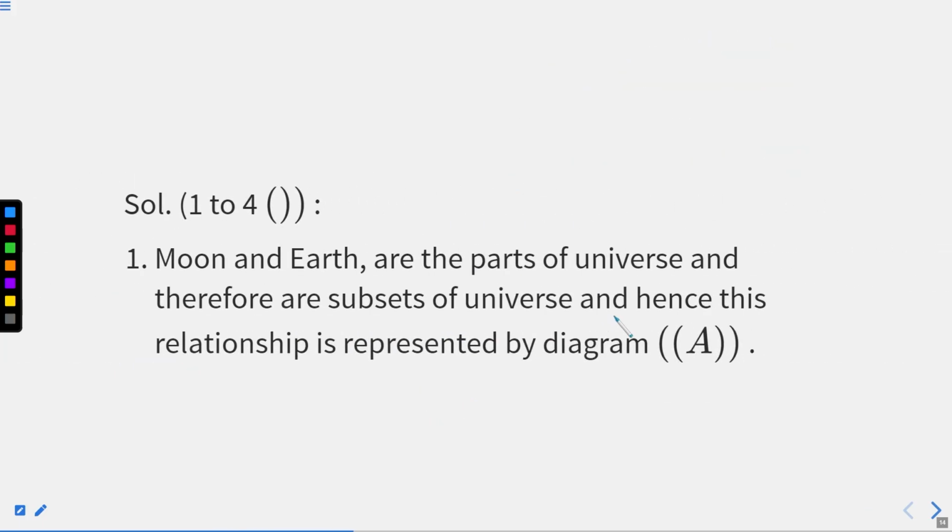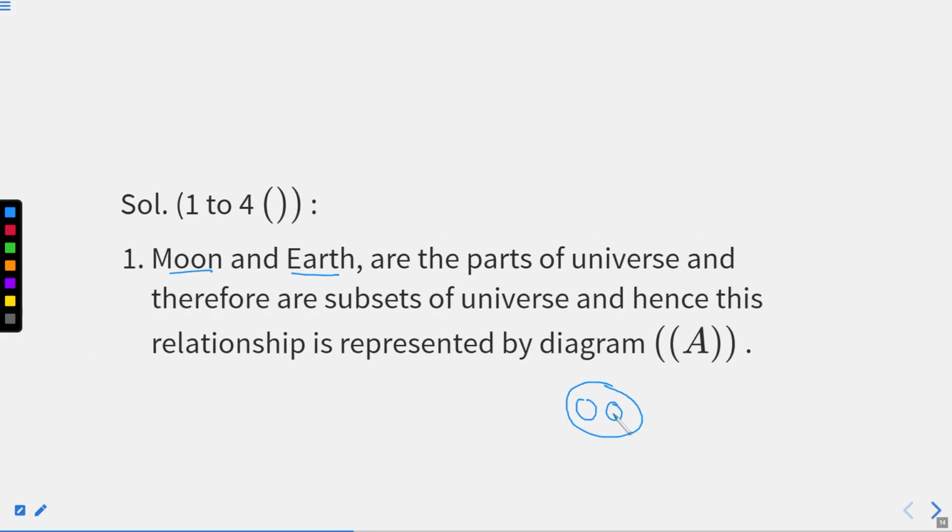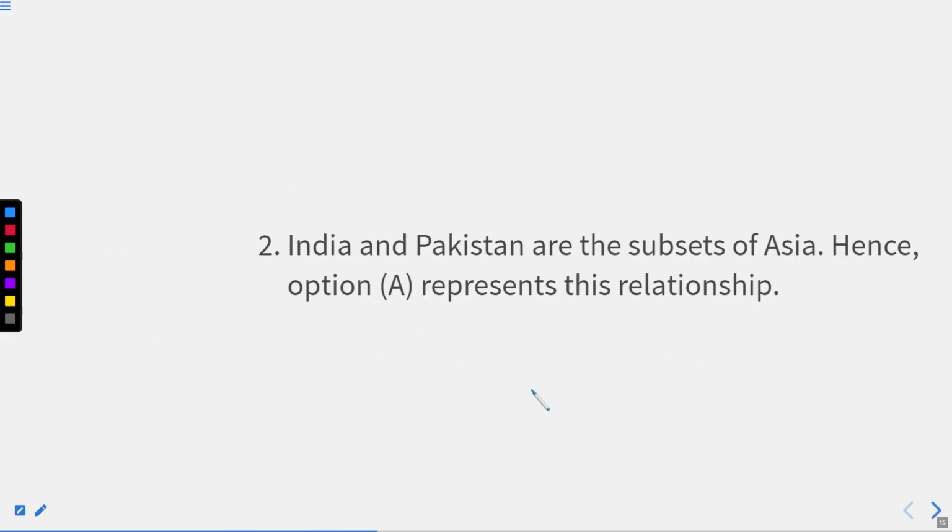Now, we'll move to the solution and read once what is written, right? Moon and Earth are part of universe, and therefore they are subset of universe. Hence, this can be represented with the help of diagram A. I'll redraw it for you so that you don't have to move back, right? With this, we are able to explain this question as well, right? This is nothing but the Venn diagram for the question number 1, right?